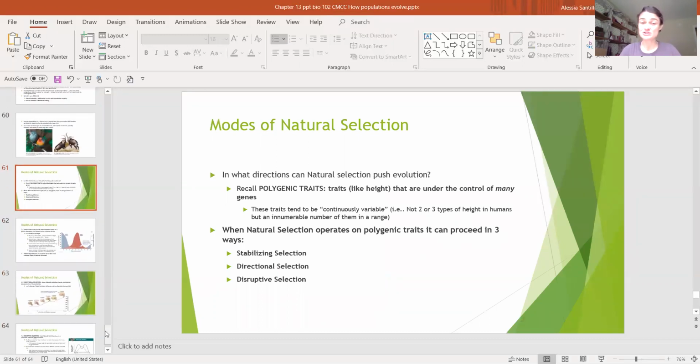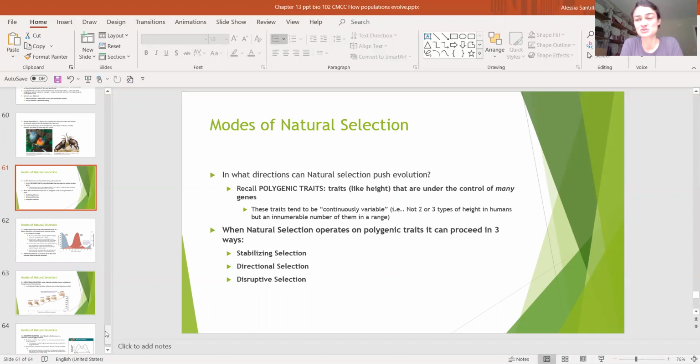So moving on to modes of natural selection. In what direction can natural selection push evolution? It depends on the type of trait we're looking at, because it can push evolution in 3 ways. First off, this all has to do with polygenic traits.